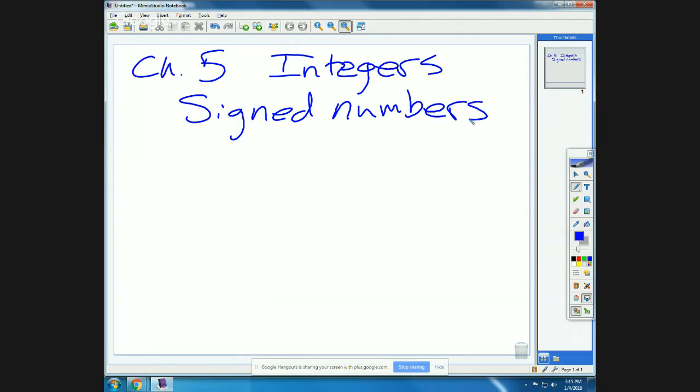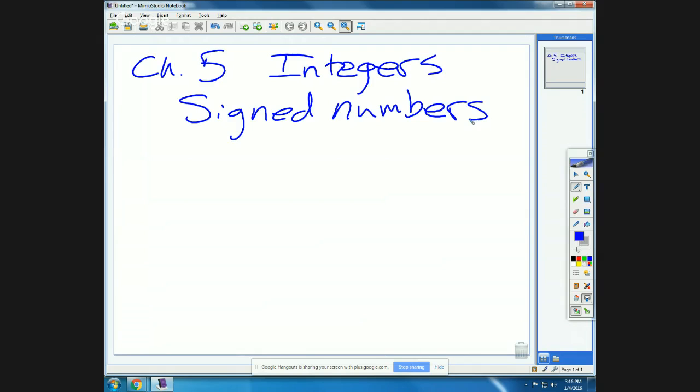So let's see, where did the integers come from? Well, we started off, remember, with counting numbers: 1, 2, 3, 4, 5, and then we decided we needed 0. So if I throw in 0, you get the whole numbers.